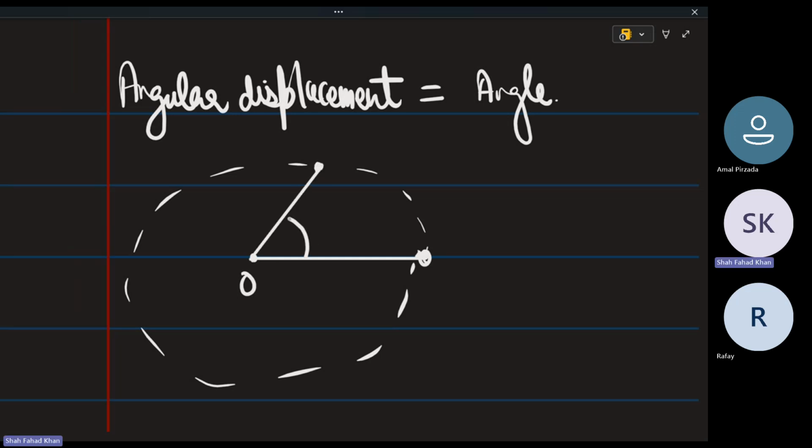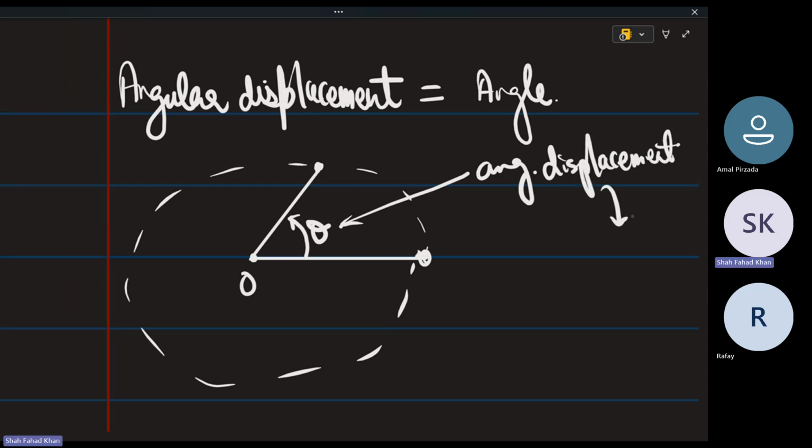While moving from this point to this point, it would have covered a certain angle, right? This angle that it covers is called angular displacement. Understood? In physics, we usually measure it in radians.